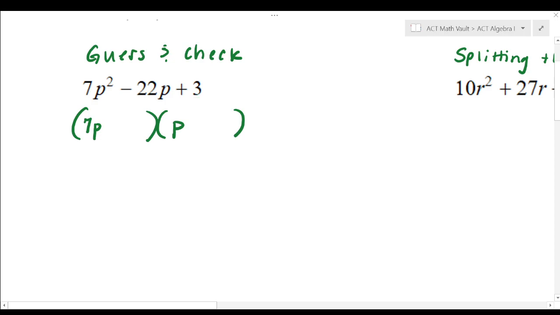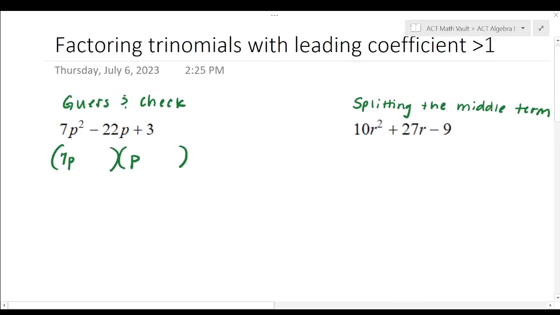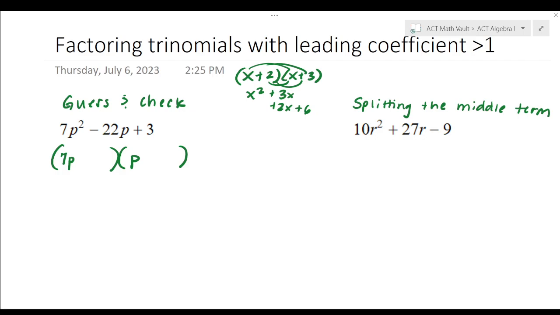Well, if you think about the FOIL process, let's take an example like x plus 2 and x plus 3 that I've used in other videos before. This would end up giving us x squared plus 3x plus 2x plus 6. Oh, so these two numbers end up multiplying to be that third number in the trinomial. So we will, for this one, have two numbers that end up multiplying to 3.